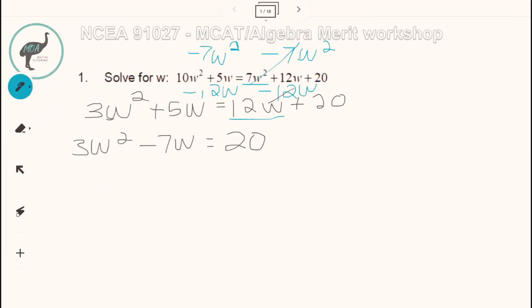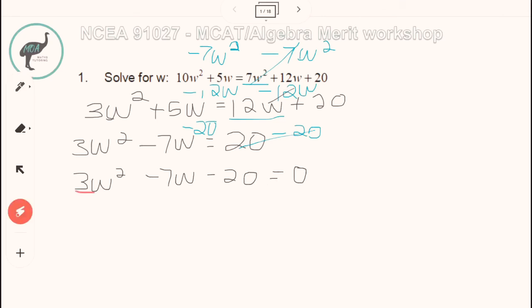Now we need to eliminate that 20 from the right-hand side, so we subtract 20 again on both sides. Alright, so on the right-hand side, that will become 0 because there's nothing left. And on the left-hand side, we've got 3w squared minus 7w minus 20. So remember, we can only collect like terms, so that's why we've now got three different terms here. They can't be collected together because they are not like. We've got a w squared, a w, and a number. So we have simplified that completely now.